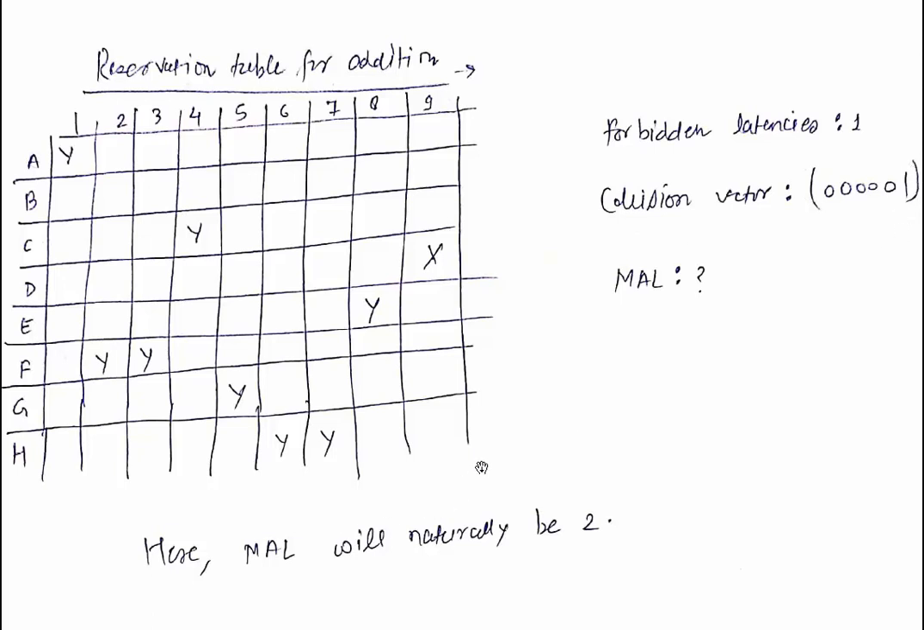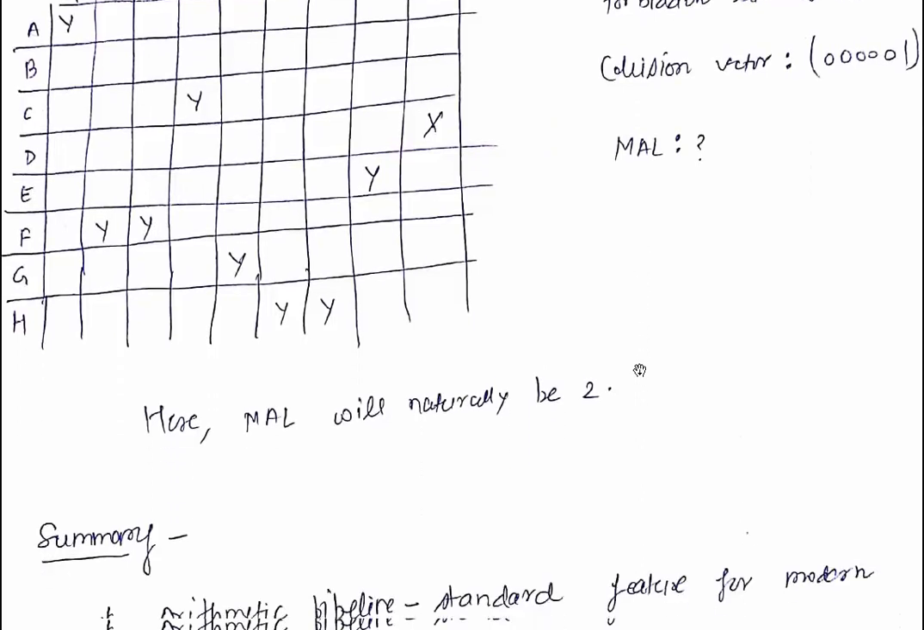So what would be the minimum average latency here? Because it is an addition pipeline, and under F and H there are 2 successive check marks, your minimum average latency would naturally be 2. If you shift it by 1, it will collide here, but if you shift it by 2, it will not collide. If you again shift it by 2, it will not collide. So your minimum average latency here would be 2.